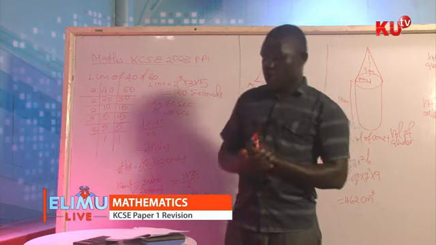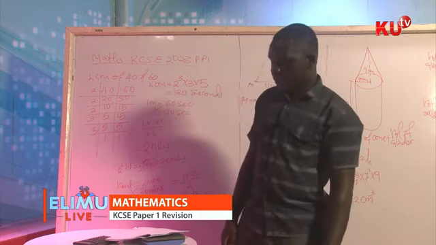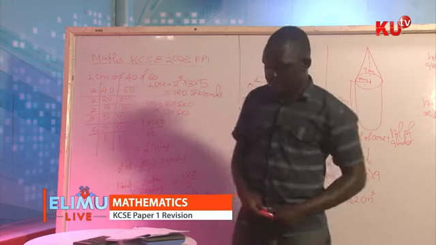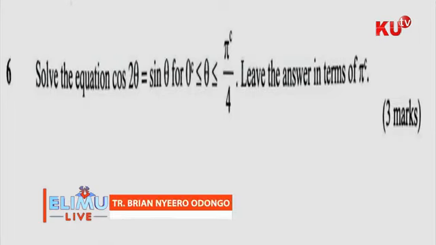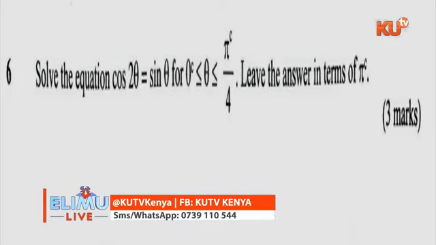Let's check on question number 6, dear students. Solve the equation cos 2 theta equals sin theta for theta ranging from 0 radians to pi radians over 4. How do you work out that question? You realize that it's also a question on trigonometry. Let's see, dear students, how we can approach that question.